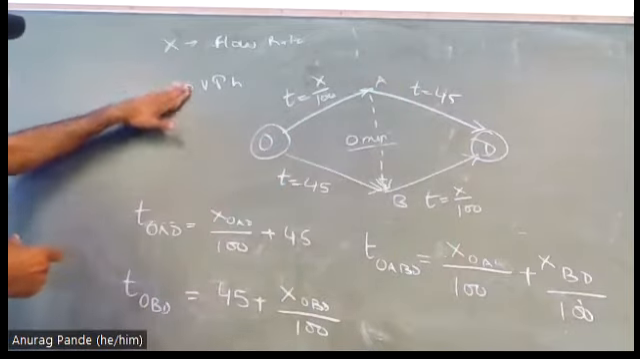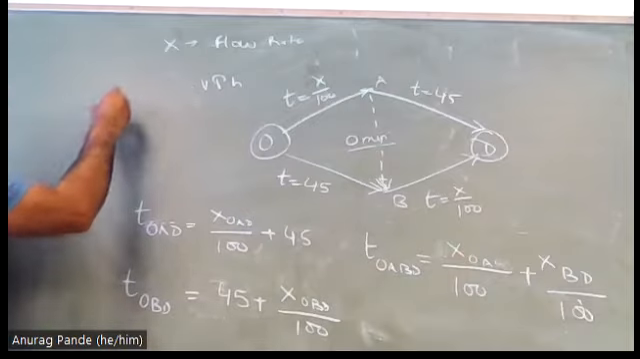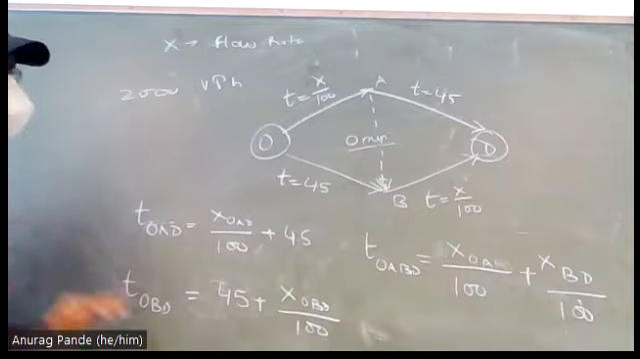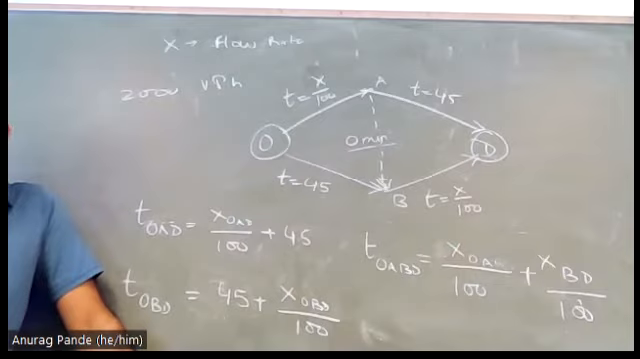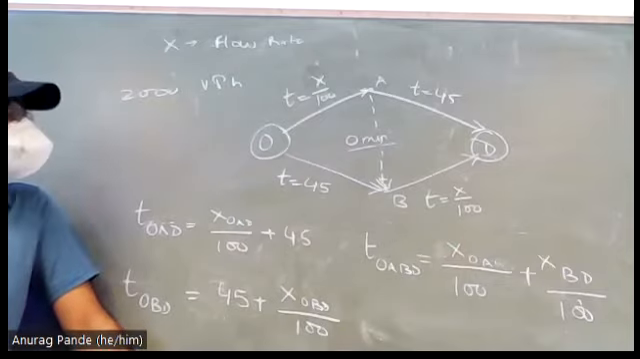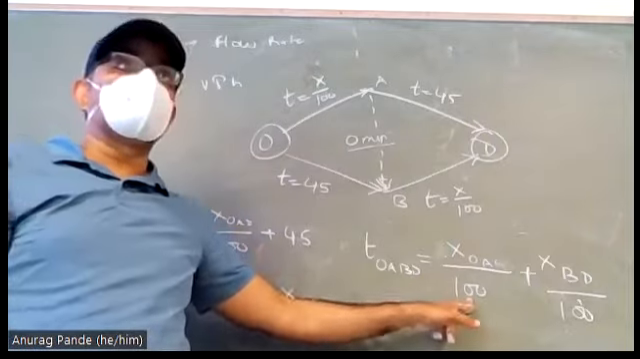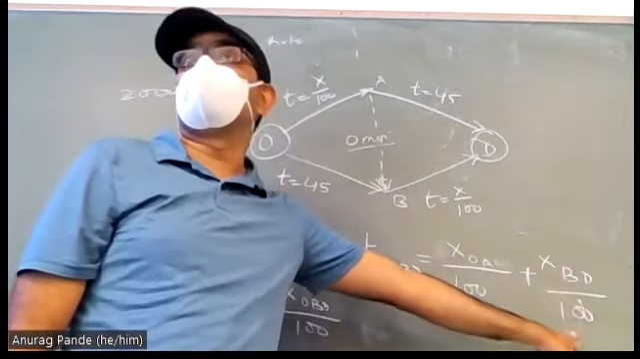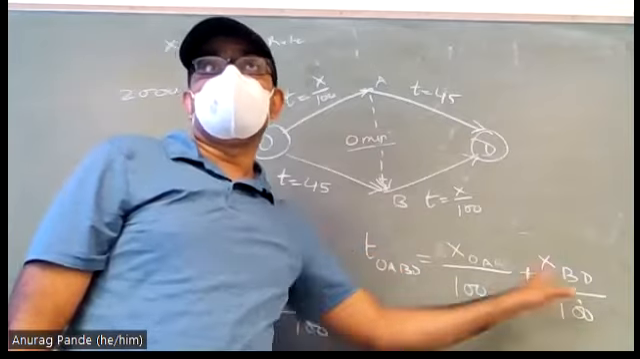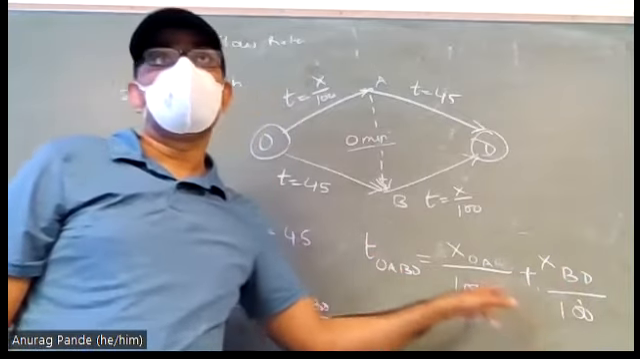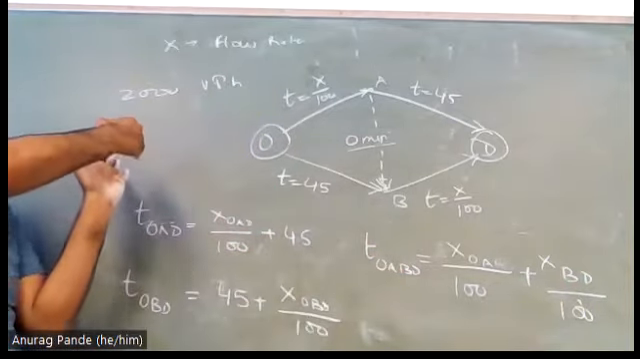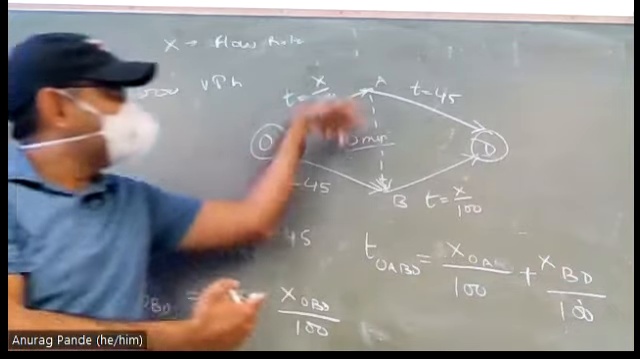But what if the demand is only 2,000? 2,000 divided by 100 gives you 20. 2,000 divided by 100 gives you 20 again. So that's your travel time of 40 minutes. So all 2,000 vehicles per hour will always keep taking this route.